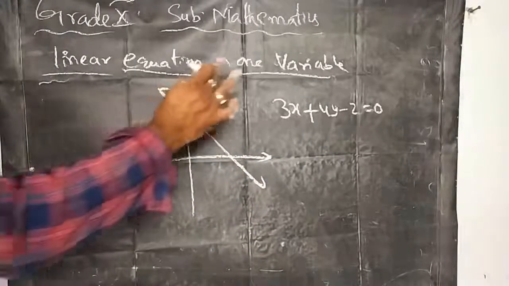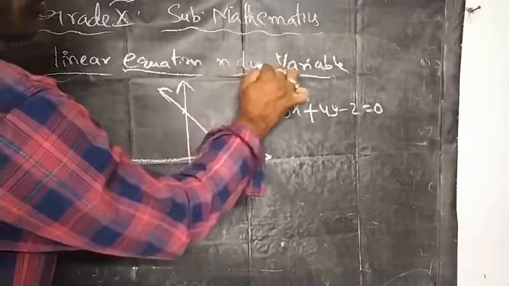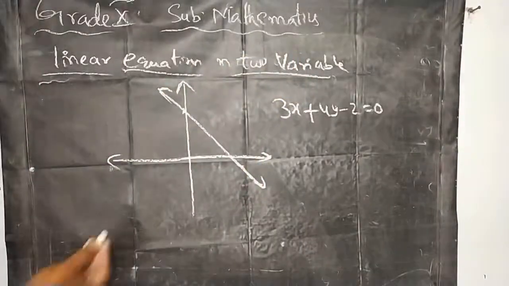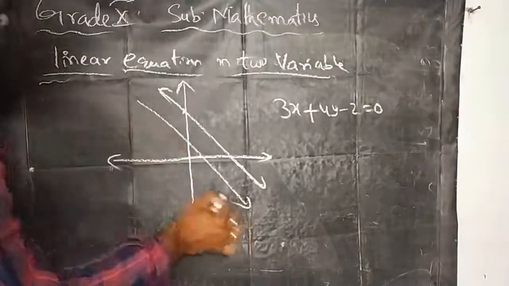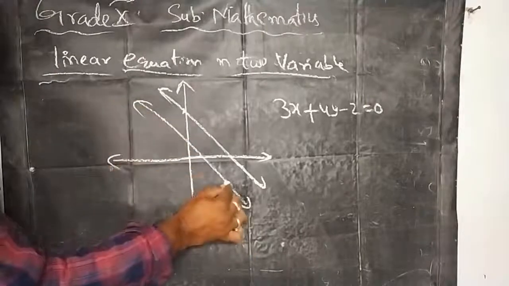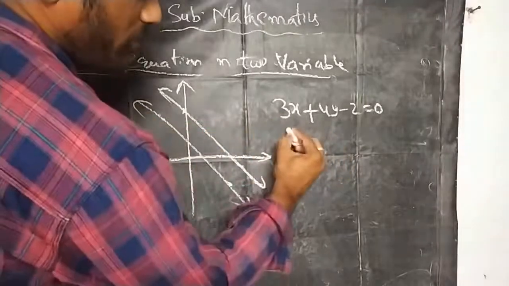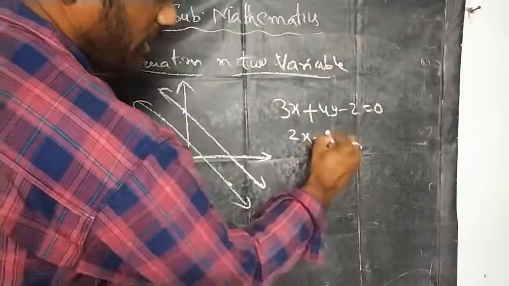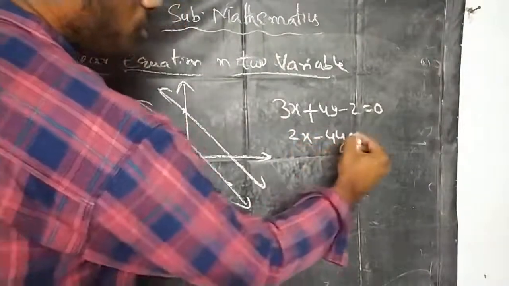In a similar manner, in this chapter, instead of one variable, 2 variables are there. Means how many lines are we going to get? 2 lines we are going to get. So obviously we are going to get 2 lines, and moreover in the exam, the question will also give 2 equations.